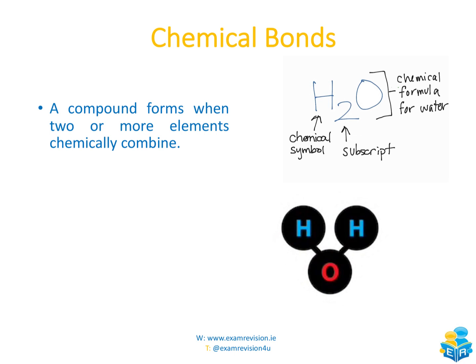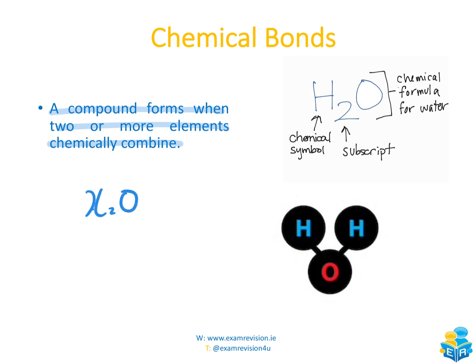Okay, we're now going to have a look at chemical bonds, and you've definitely heard of some of these before. So a compound forms when 2 or more elements chemically combine. Okay, we're only going to examine when 2 elements chemically combine, but you can have 3, you can have 4, you can have 5, you can have any number, but we're just going to examine the cases when 2 elements chemically combine. Now, a famous example, which you might have heard of before, is H2O.